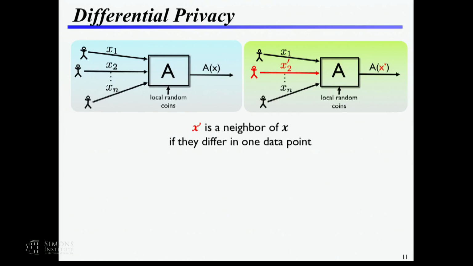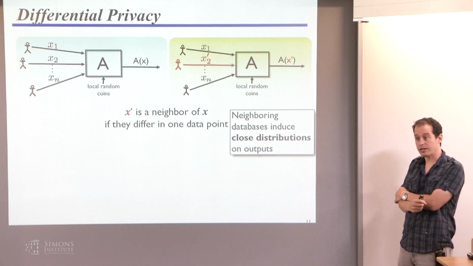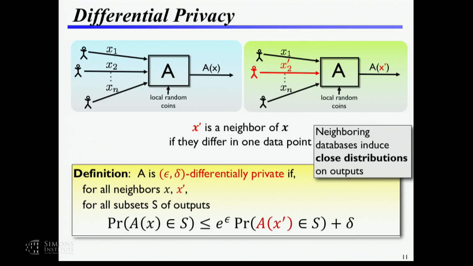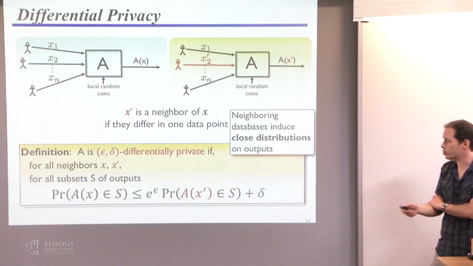A little more formally, we'll say that data sets X and X prime are neighbors if they differ in exactly this one data point. Our definition will require that neighboring data sets induce close distributions on the outputs. Specifically, an algorithm A is epsilon-delta differentially private if for all neighbors X and X prime, and for all possible subsets of outputs, the probability that the output lands in a given subset when the data set is X should be close to the probability it lands in that subset when the data set is X prime. These subsets have to be measurable, but we're going to ignore that. Closeness is measured by two parameters: a multiplicative parameter epsilon, which can in general be reasonably large, like say 1 over square root of n, and an additive parameter delta, which will generally be much smaller.